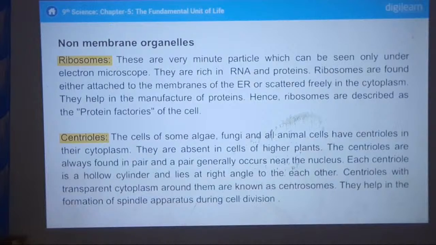Centrioles. The cells of some algae, fungi, and all animal cells have centrioles in their cytoplasm. They are absent in cells of higher plants. The centrioles are always found in pairs, and a pair generally occurs near the nucleus. Each centriole is a hollow cylinder and lies at right angles to each other. Centrioles with transparent cytoplasm around them are known as centrosomes. They help in the formation of spindle apparatus during cell division.